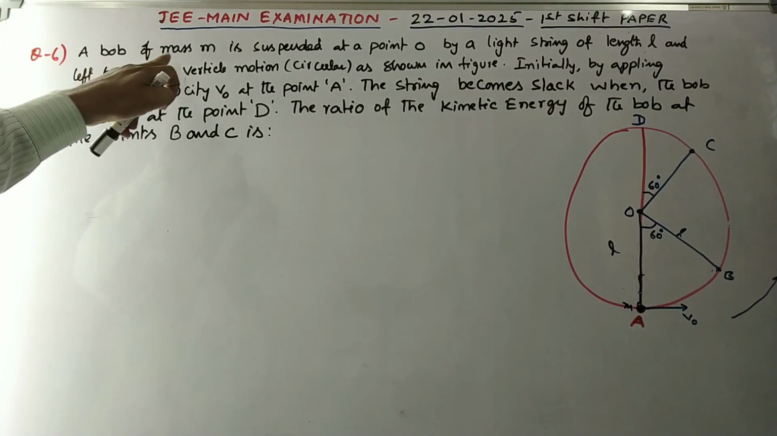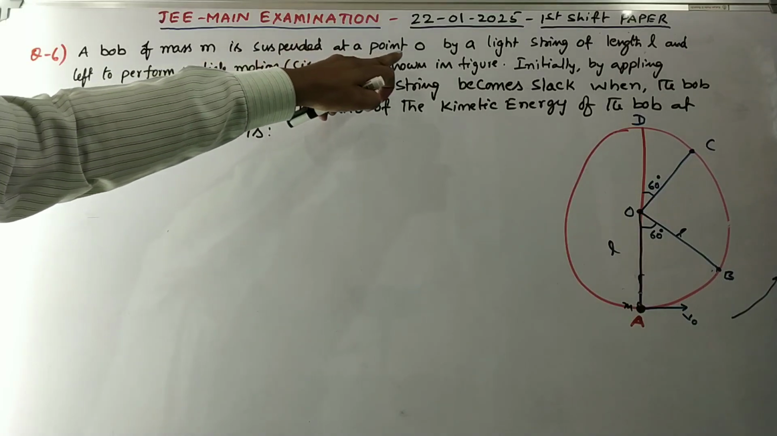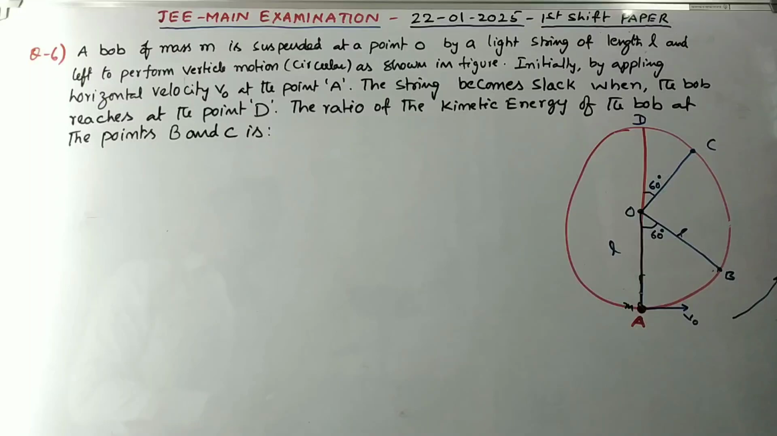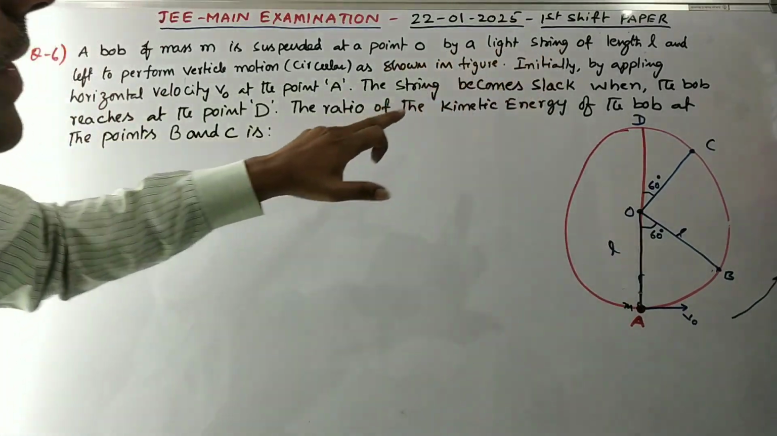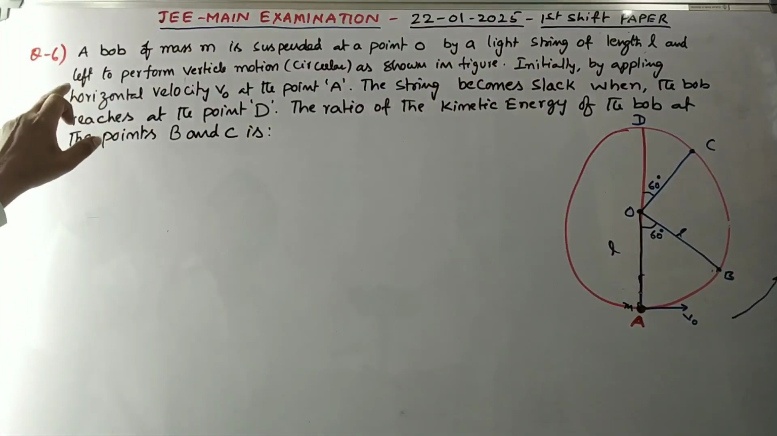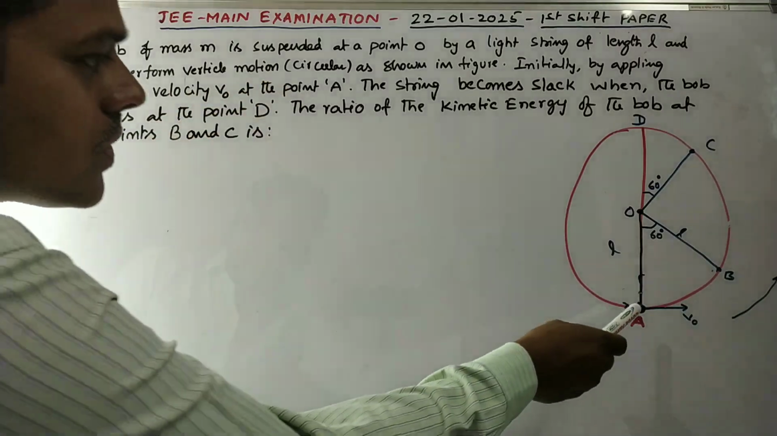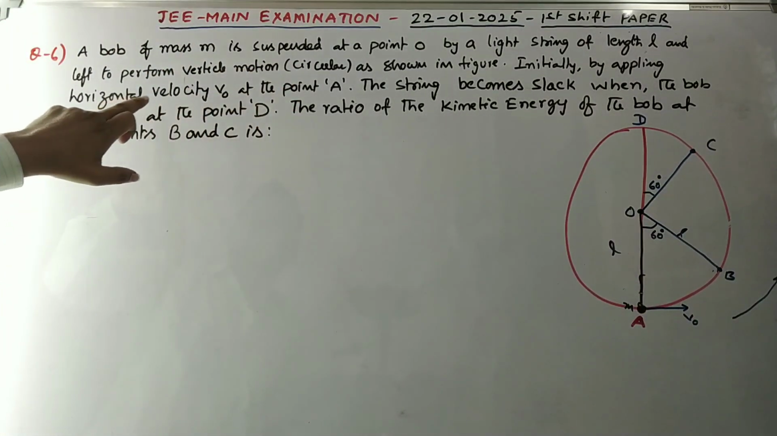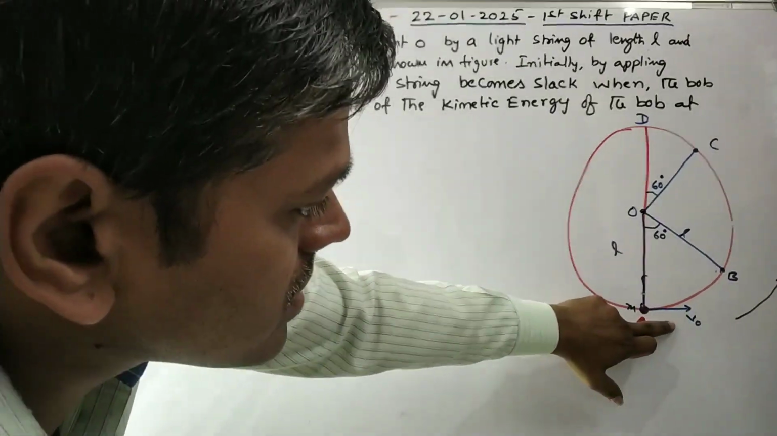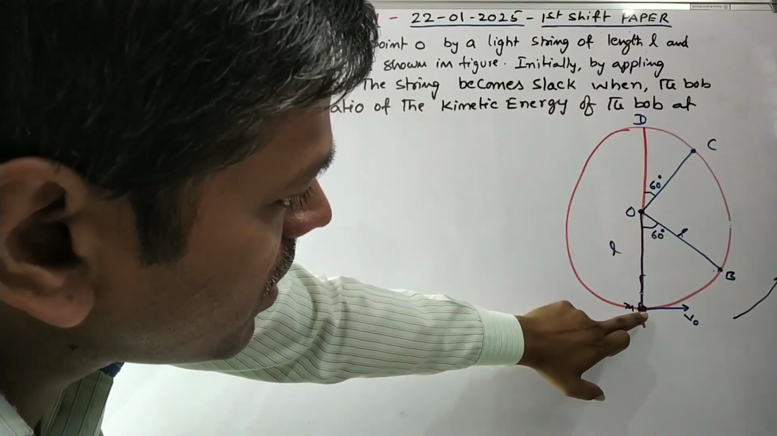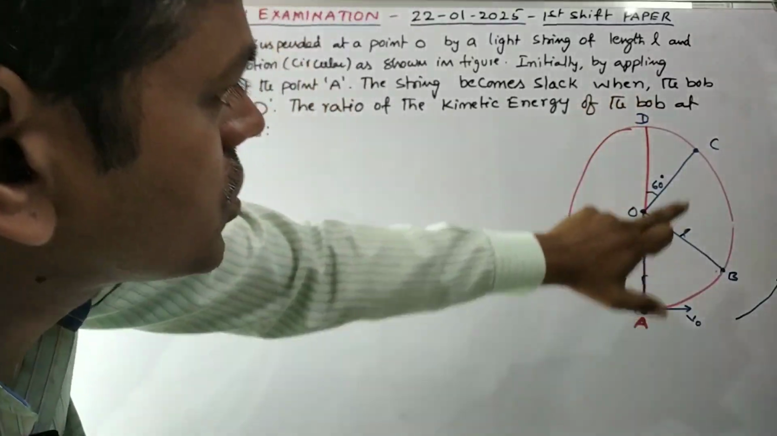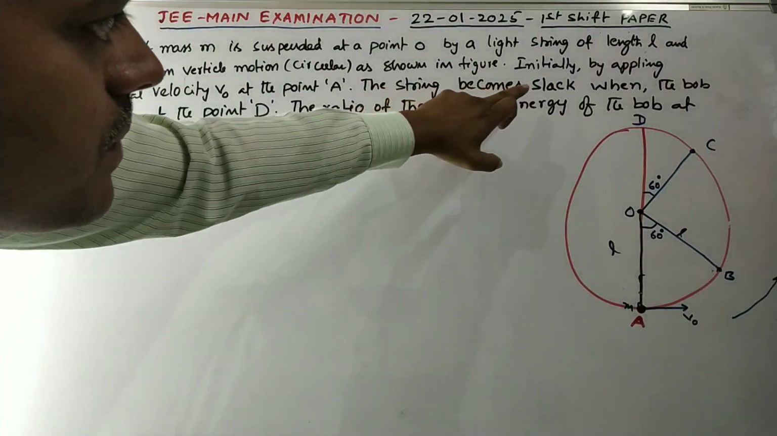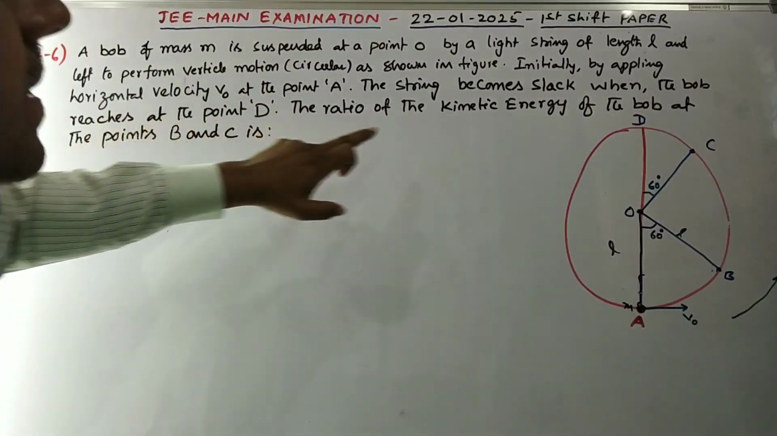The sixth question: a bob of mass m suspended at a point O. So this is point O, a bob of mass m suspended from this point O by a light string of length L. The length of the string is equal to L, and it is left to perform vertical motion. So it may rotate in vertical motion, initially by applying horizontal velocity V0. After applying horizontal velocity V0, the bob of mass m is performing vertical motion on this circle. The string becomes slack when the bob reaches point D.